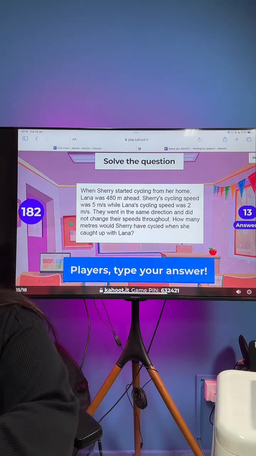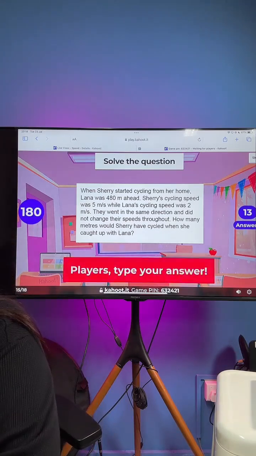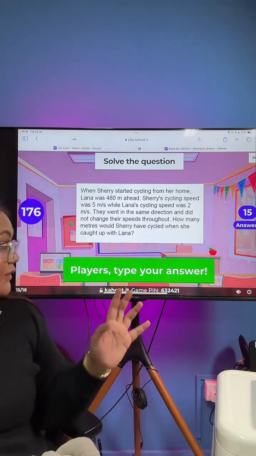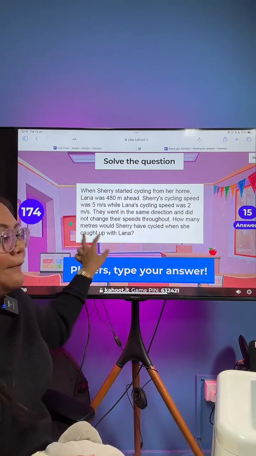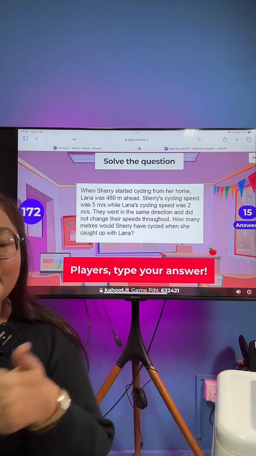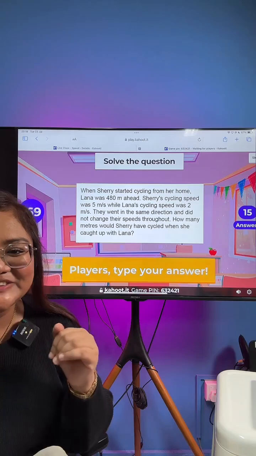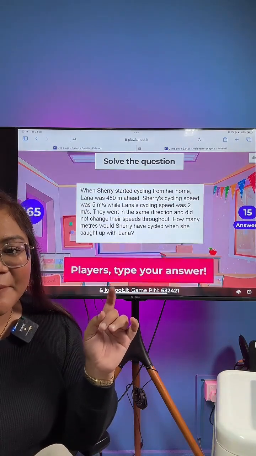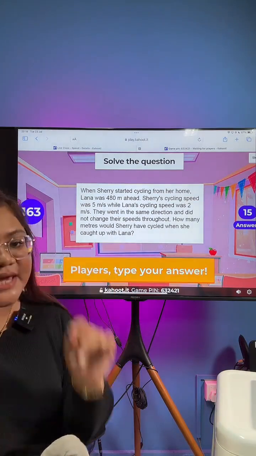Very hard, is it? Okay, share with you guys. For this one, keyword caught up. Caught up means you're looking at catch-up concept. Easy, you did that. Wonderful. Okay. Again, caught up means we are looking at catch-up concept.